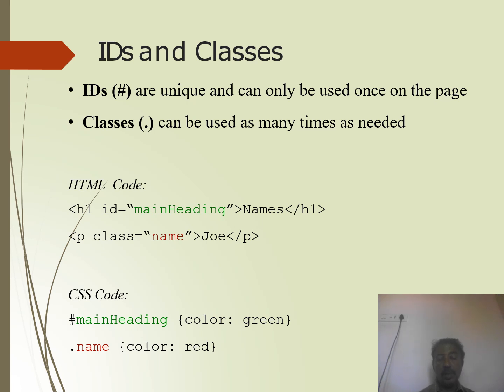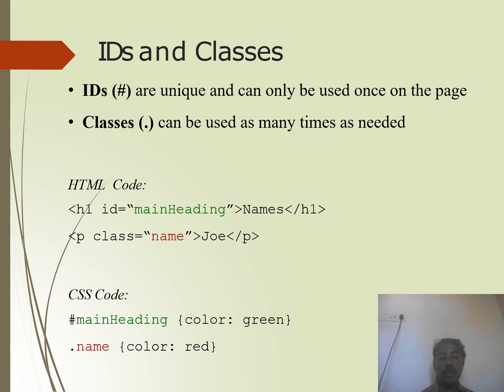Suppose you use the hash symbol, then what will happen? Then the dot symbol. Actually, what's the main difference? With the ID hash, it is used only one time, but the dot can be used many times.